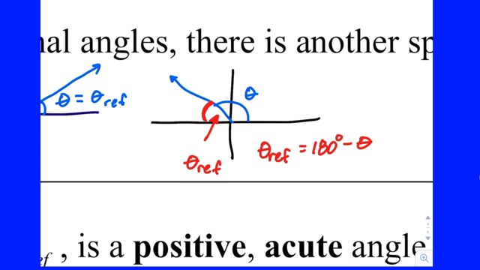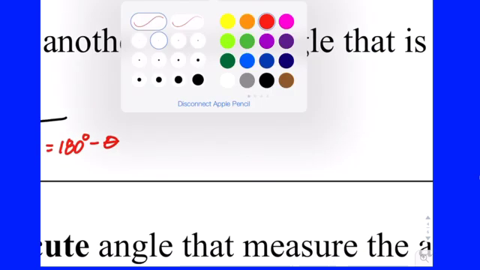So you're always working off the x-axis. Just to point out, this is not the reference angle. It's not the measure between the y-axis and the terminal ray. It's always the x-axis. So you're never going to be using 90 and 270. You're always going to be using 180 or 360. All right, so now this is the new part.